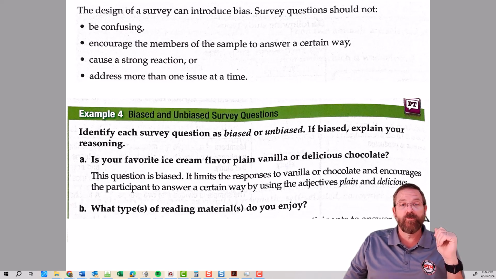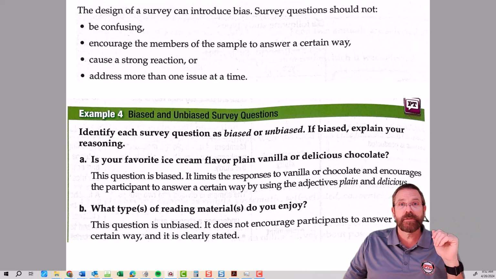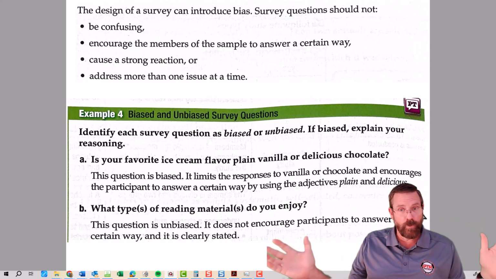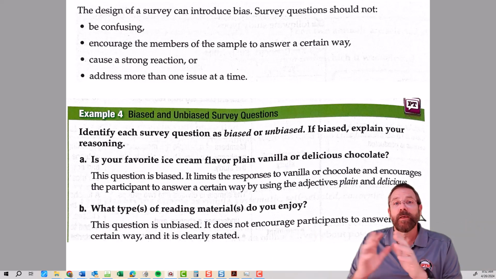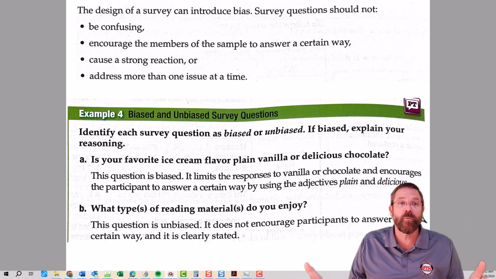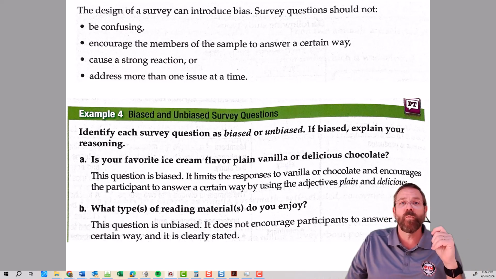What types of reading material do you enjoy? Now that one is an unbiased survey because it is straight up, throws it out there, nothing to confuse people. It's not encouraging them to answer a certain way. They're not motivating a strong reaction, and it's only addressing one question at a time. What kind of reading material do they prefer?